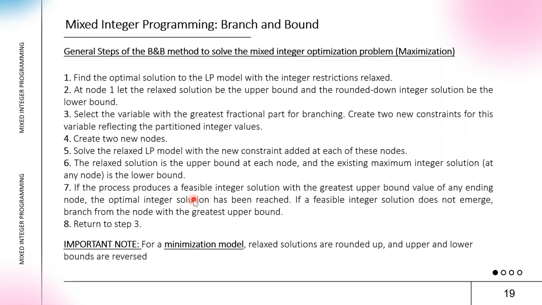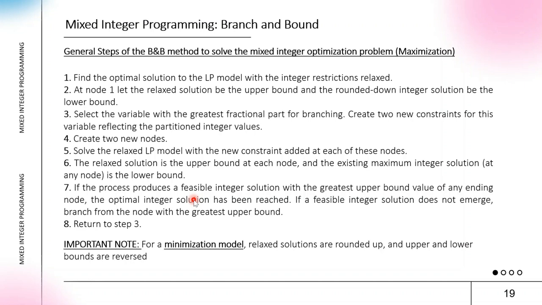And in step 5, we have to add new constraints to the optimization problem. And in the next step 6, we have to solve the relaxed LP form again. In step 7, if an integer solution is found, compare it with the current best. And in the last step 8, we have to repeat until all branches are exhausted.